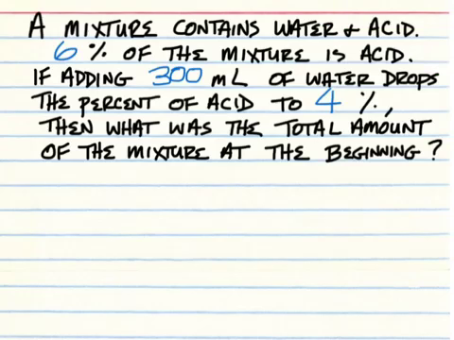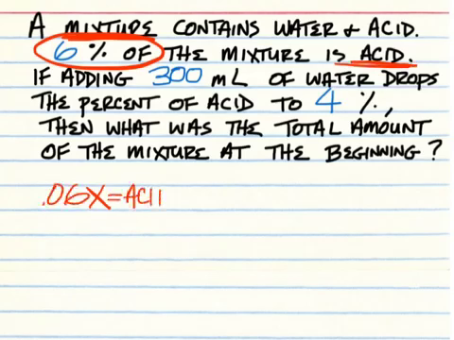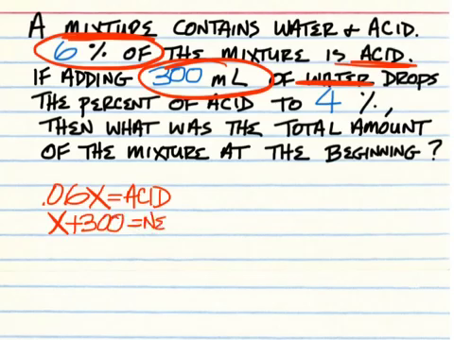Practice number 2. A mixture contains water and acid. 6% of the mixture is acid. If adding 300 milliliters of water drops the percent of acid to 4%, then what was the total amount of the mixture at the beginning? The solution. We don't know the total of the mixture to start with, but we do have to multiply it by 6% to find out how much acid there is, so that's 0.06x. That's our amount of acid, and if we're adding 300 milliliters of water, that is x plus 300. That is our new total.